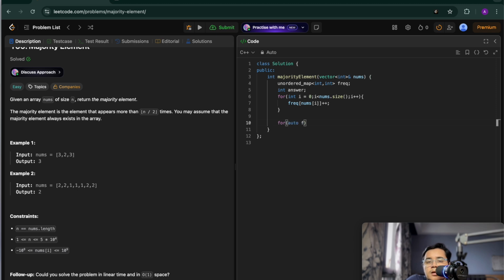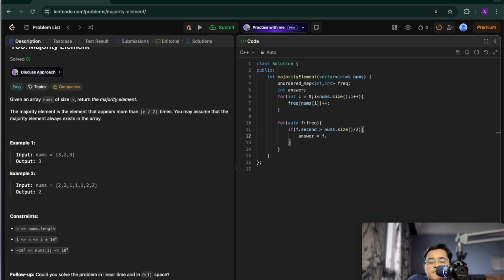So we're going to do auto f in frequency. This is known as a range-based loop, so you can research a bit about that as well. This is the syntax, and we use auto because we want the compiler to automatically understand what f is, or you could explicitly mention it as well, but we're using auto in this case. Now what we're going to do is check if f.second, that is the frequency of a given element, is greater than nums.size() divided by 2.